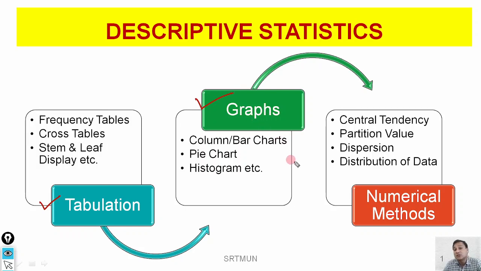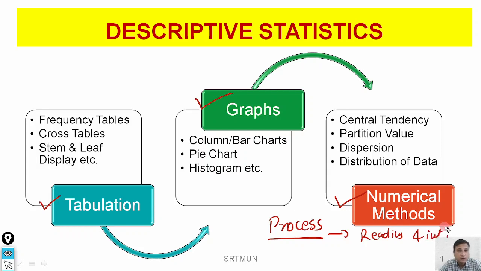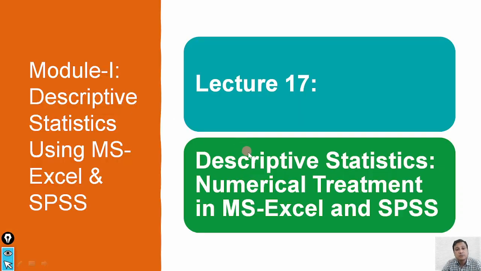Now we are entering into the third part of descriptive statistics, and that is numerical methods. Here also we have designed our lectures into two different segments. In the very first segment, we'll start with the process. Process of what? Process to give numerical treatment on our data using MS Excel and SPSS. And then once we have results with us, we'll go for the reading and interpretation of those results. So let me start with the process here in lecture number 17.